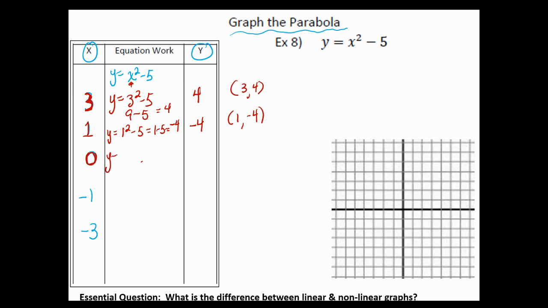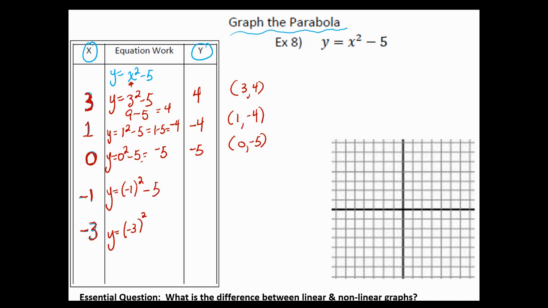Plug in 0. y equals 0 squared minus 5. 0 squared is just 0. You don't need it, so it's just -5. So that's the dot (0, -5). The next one, -1. Be careful here. You need parentheses anytime you plug in a negative number. So when we plug in this one for -3, we always, always, always put the number that you're substituting in parentheses. That's a negative number that you're plugging in. You have to have parentheses.